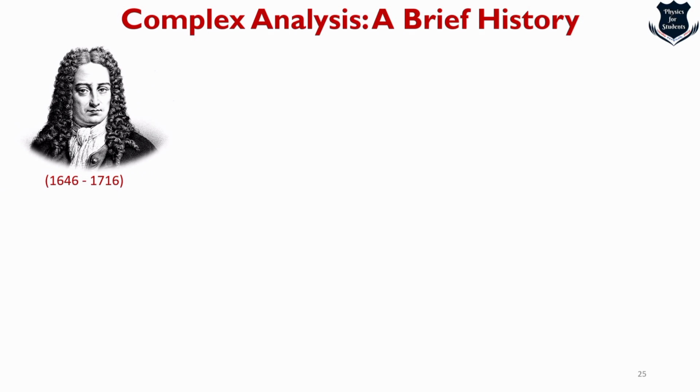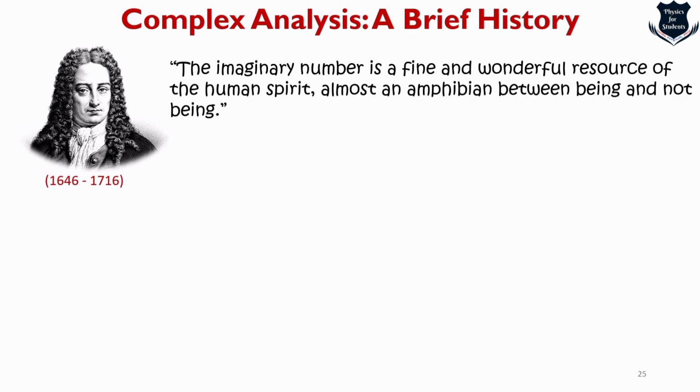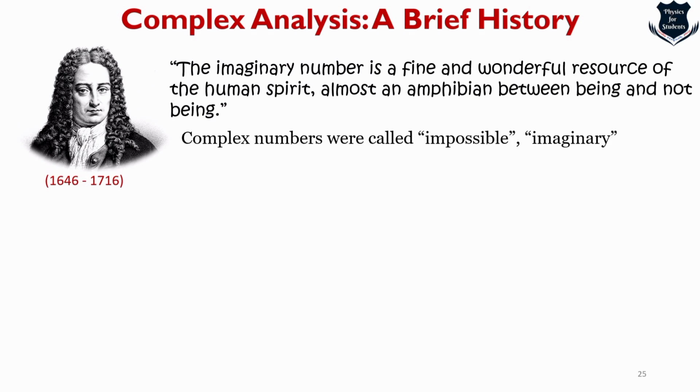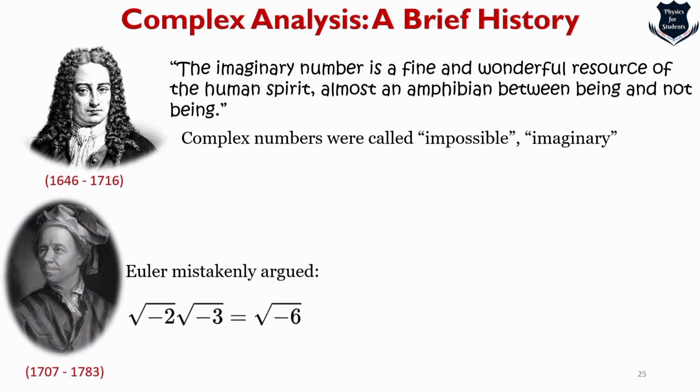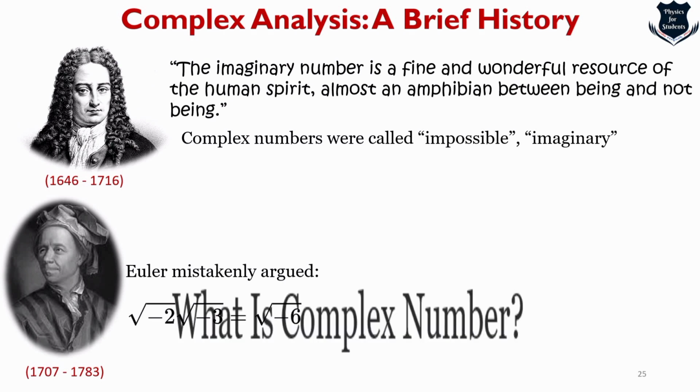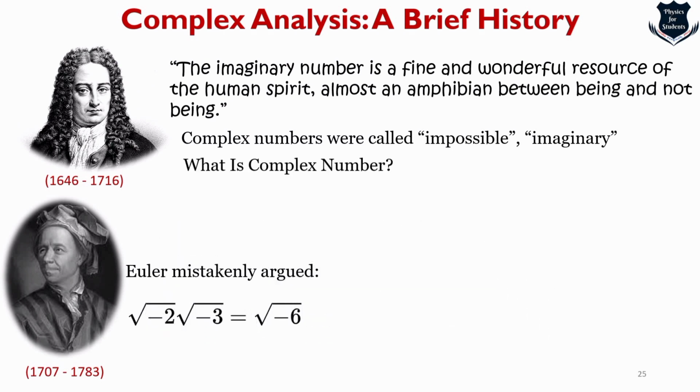It was during that time that another German philosopher and mathematician, Leibniz, described the imaginary number as a fine and wonderful resource of the human spirit, almost an amphibian, being and not being. So complex numbers were called impossible and imaginary, and the great mathematician Leonhard Euler even made a mistake by calculating the square root of -2 multiplied by the square root of -2, which led to -6. So all of this was going on, and it was a problem that we were unable to define what a complex number is.